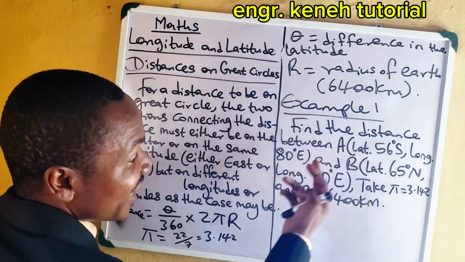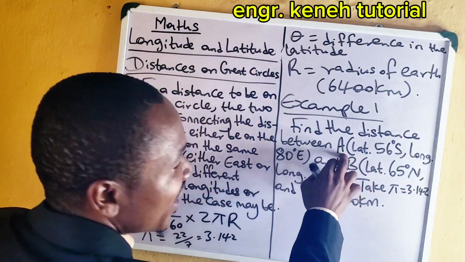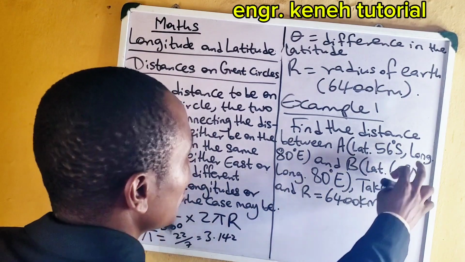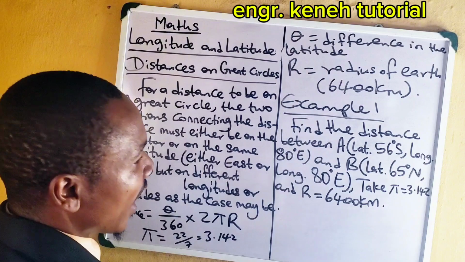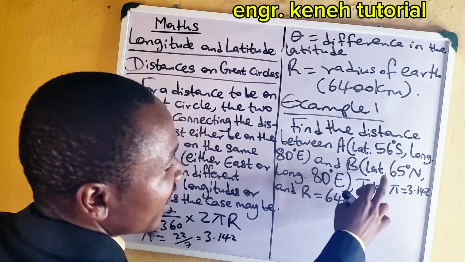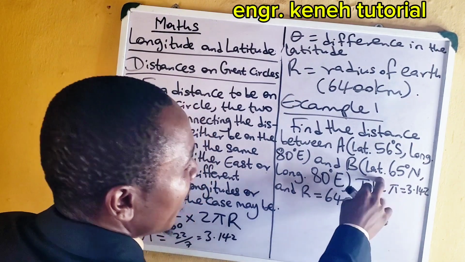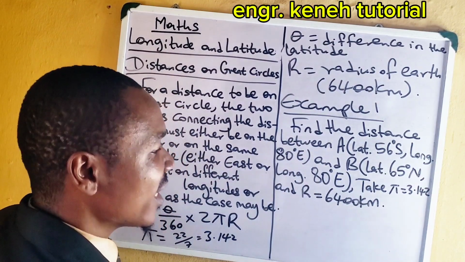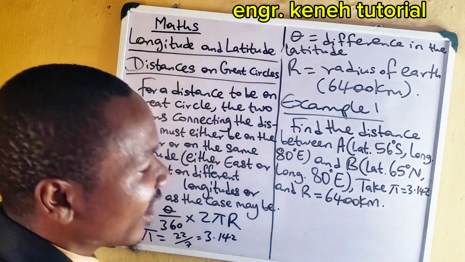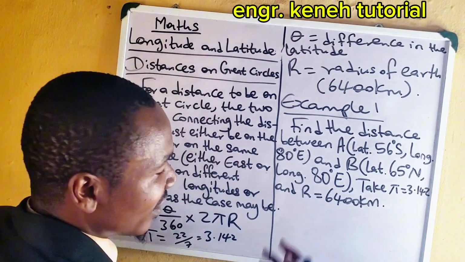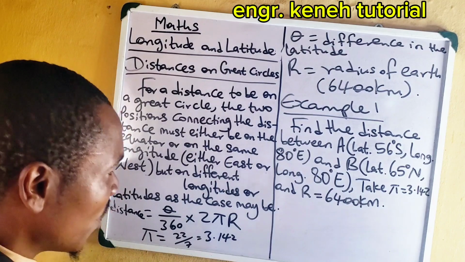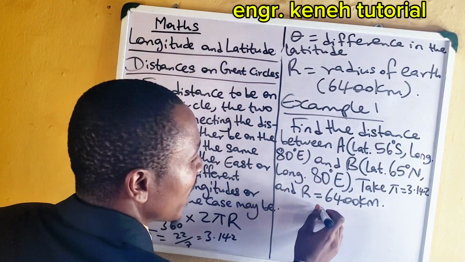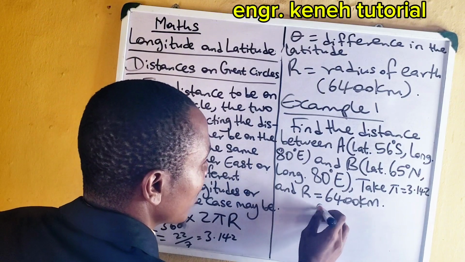Example 1 says, find the distance between point A, which has latitude 56 degrees south and longitude 80 degrees east, and point B, which has latitude 65 degrees north and longitude 80 degrees east. They say we should take pi to be 3.142 and the radius of the circle to be 6,400. We are trying to find the distance between point A and B.